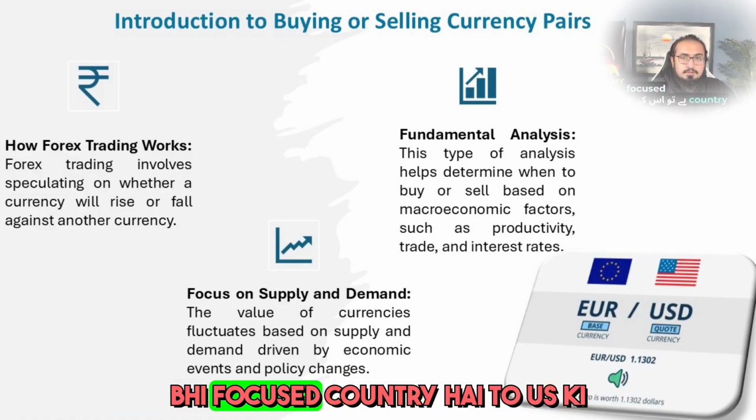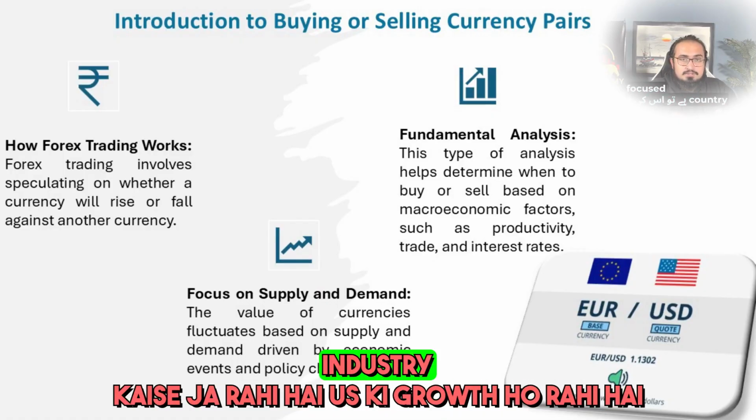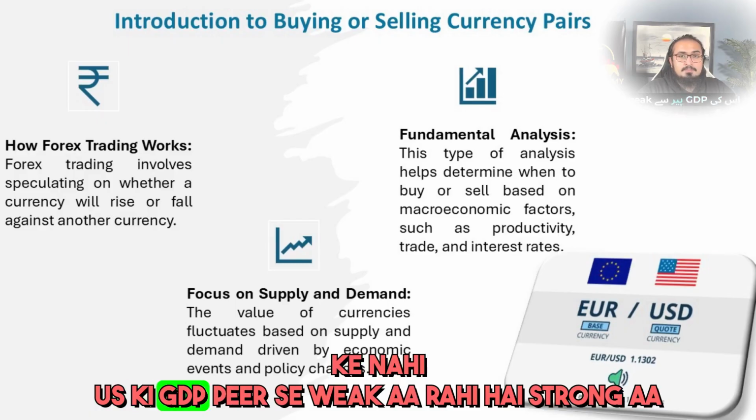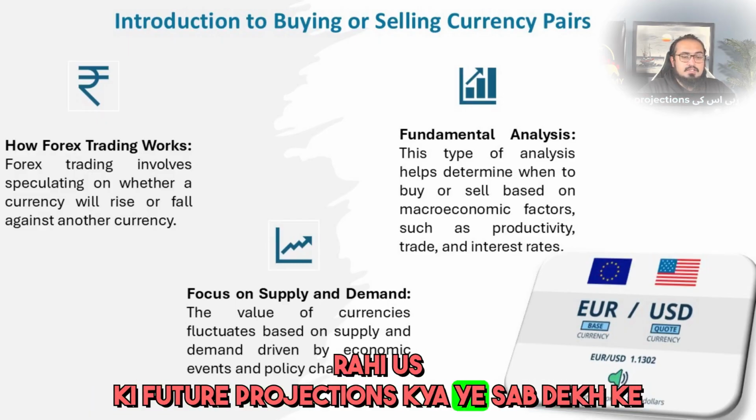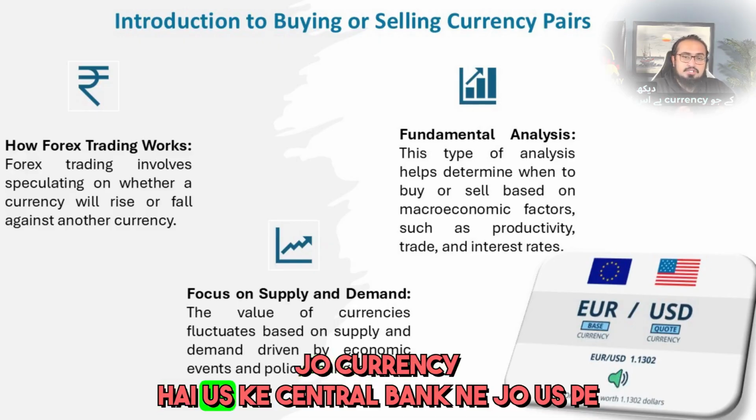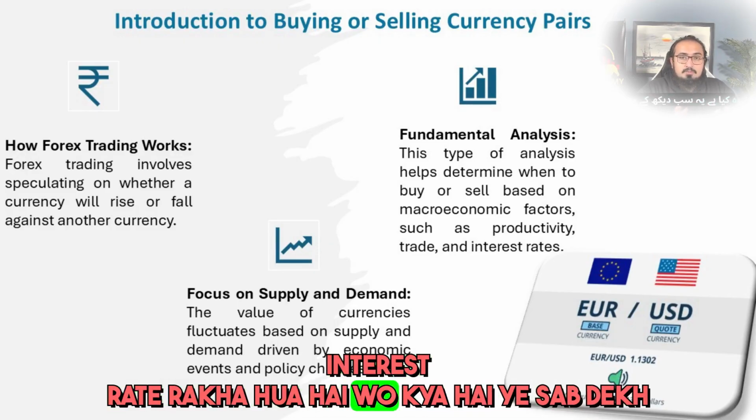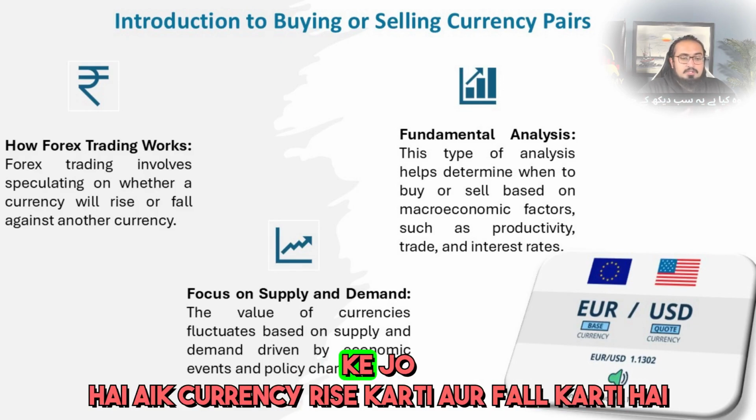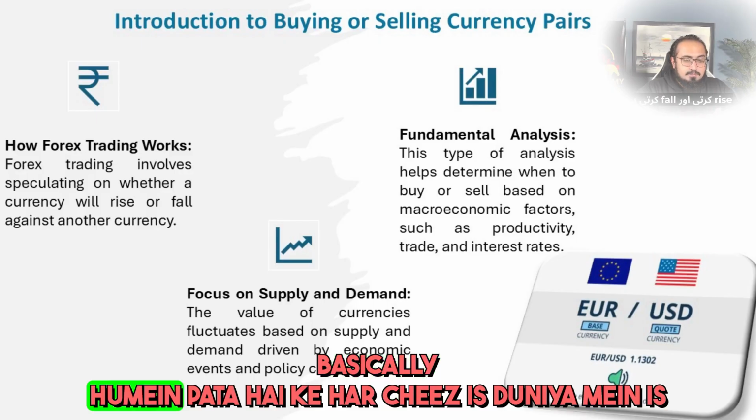How its industry is doing, whether it is growing or not, whether its GDP is weak or strong, what its future projections are. By looking at all this, what interest rate has its central bank set for it. By seeing all this, a currency rises and falls.